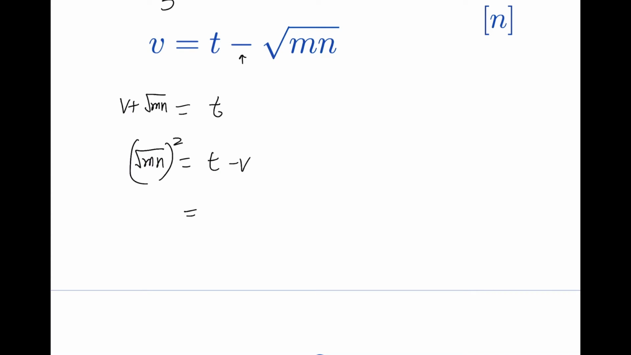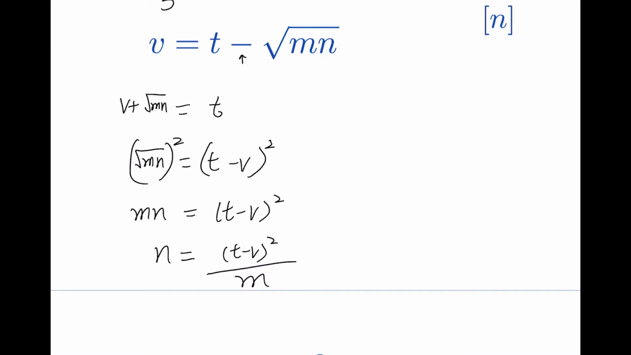And then put a square to remove the square root. And then you also do need an m, so divide it by m. Easy. Then let's continue.